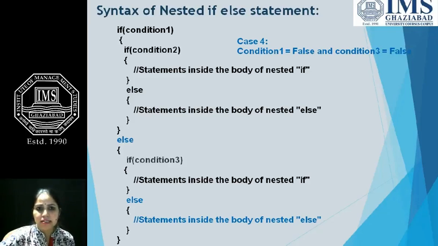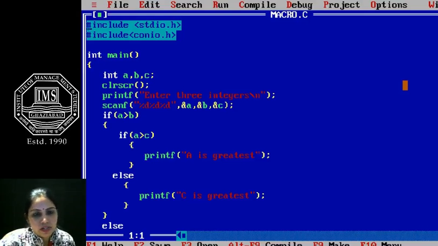Let us see this nested if else using one program as well. I have written a program for calculating the largest of 3 numbers. Let us move to that particular program. Here I have written a program macro.c, .c because it's a C program, and I have included 2 header files: stdio.h because I have used printf and scanf functions, and conio.h because I have used clrscr and getch functions in this program.